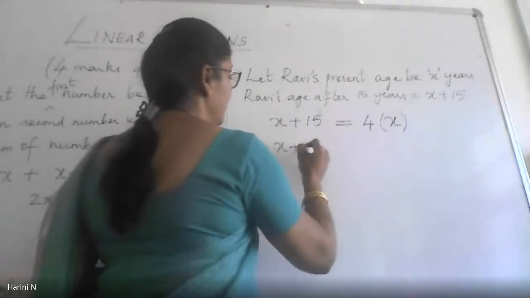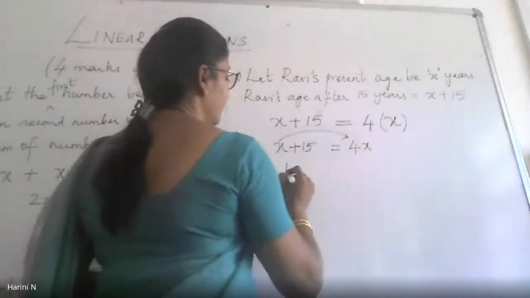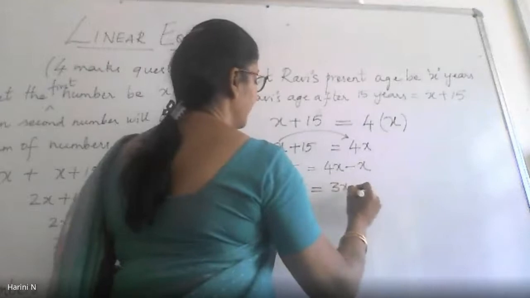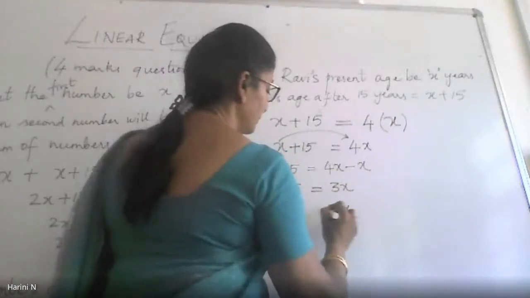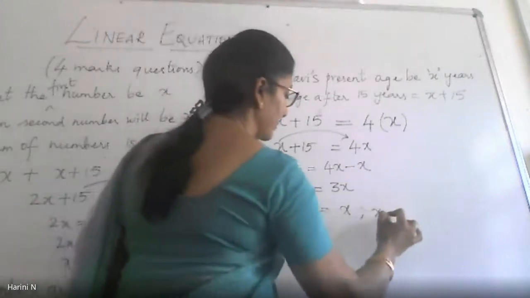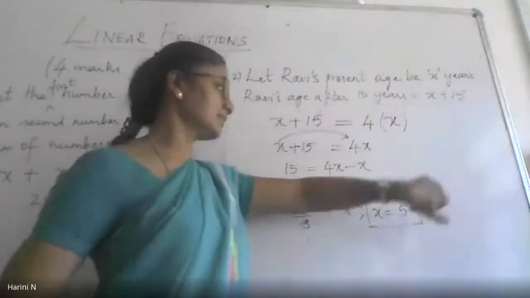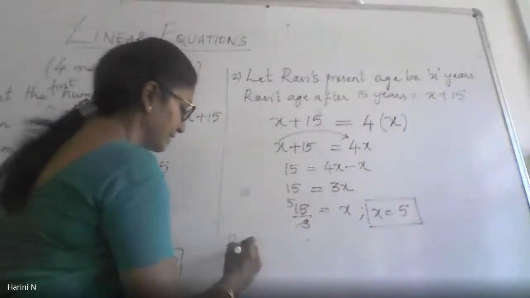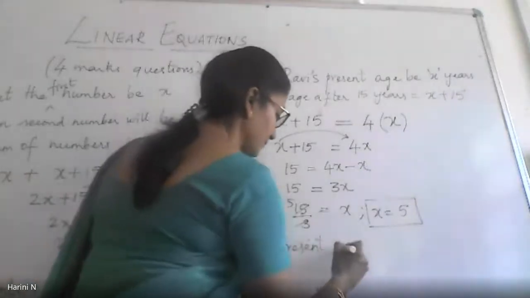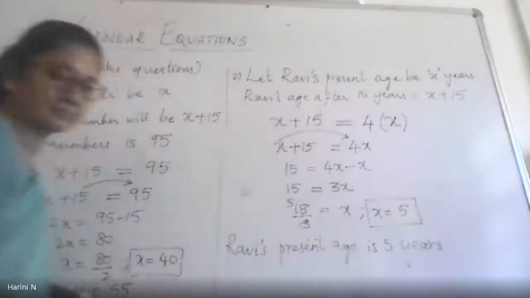This will become x plus 15 equals 4 times x. Right, transpose the x there. 15 will become 4x minus x, which is 3x. So 3x is 15. x will become 15 by 3, which is 5. So your x has become 5. So what is the x that I assumed? His present age is 5 years. So Ravi's present age is asked. So Ravi's present age is 5 years. That's it.